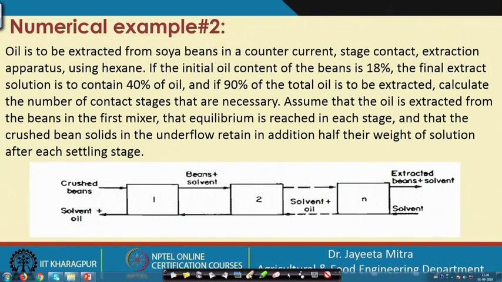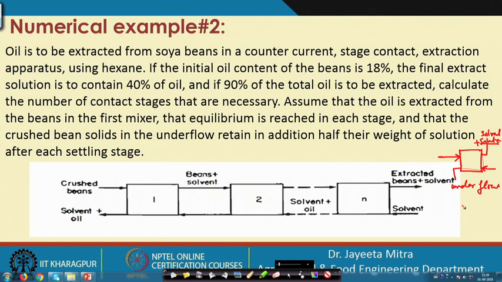So, we have seen in the single stage that if this is your extraction vessel, let us say, for a single stage, and your solvent is coming into it and the solid is also entering, there will be an overflow, which is having your solvent plus solute that we want to extract, or maybe solvent plus oil, and the slurry will be your underflow.